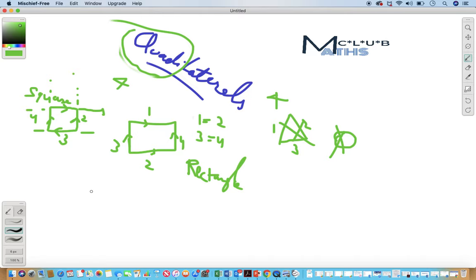Now let's talk about one more figure, which you have probably seen. What do we call this figure? We call it a parallelogram.